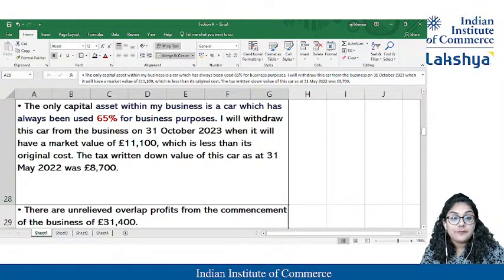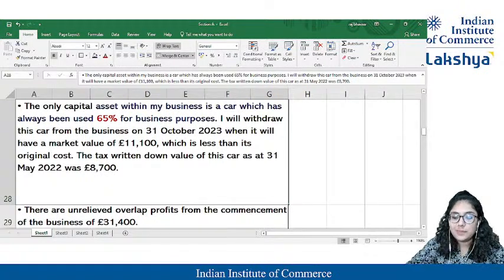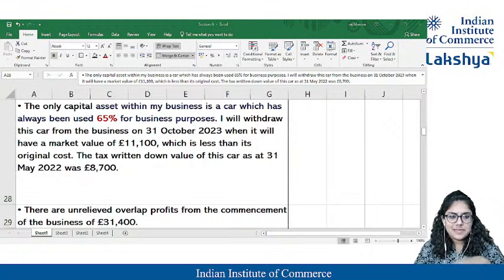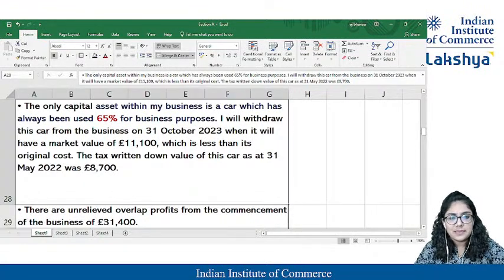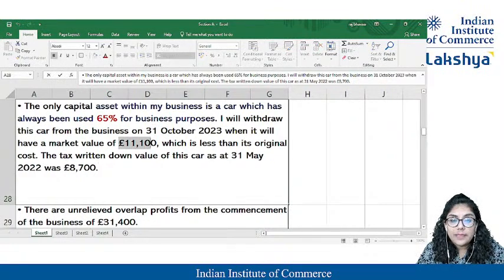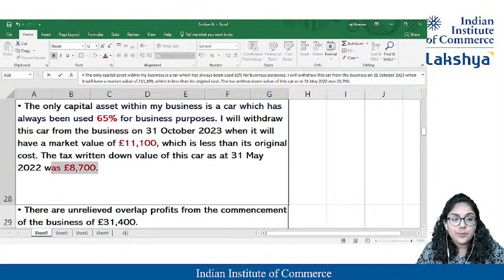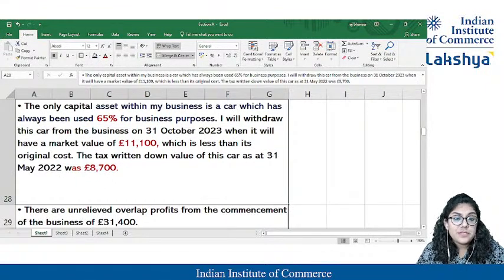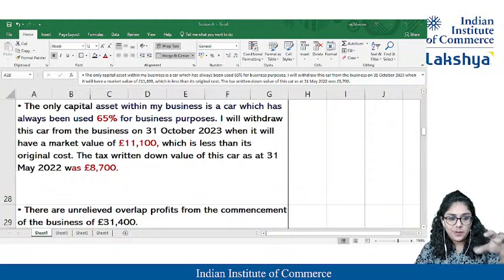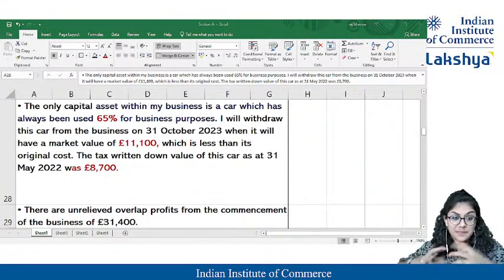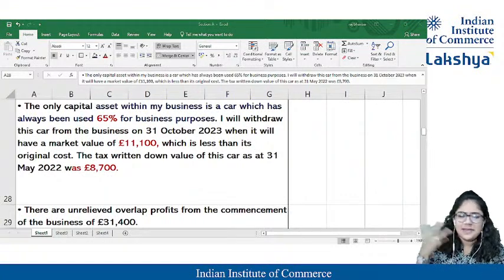I will withdraw the car from the business on 31st October. This is what Freda has mailed me: I don't want to use it for my business, I am just ceasing my business, so I'll take it for personal use only. I will withdraw this car from the business on 31st October 2023 when it will have a market value of 11,100, which is more than the written down value in the books, which was 8,700. So in the books the asset was worth 8,700, but on the market it's 11,100. After the cessation, Freda would want to take the asset on her own, so there could be some capital gains, some sale of car and whatever.